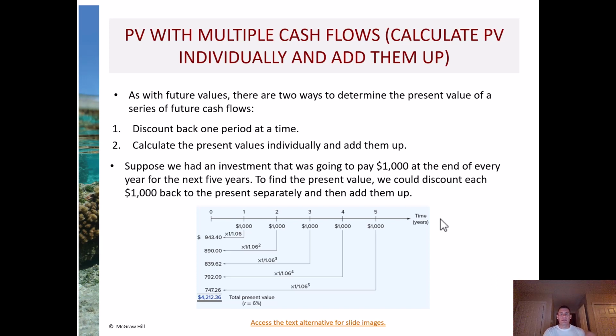So let's say we have an investment that's going to pay $1,000 at the end of every year for the next 5 years. To find the PV, we could discount each 1,000 back to the present separately, and then just add them up. That's kind of what they're doing here, right? At the end of year 1, 1,000 over 1.06, think about that like the 6% interest rate. And then 1.06 to the power of 2 for 2 years, to the power of 3 for 3 years, to the power of 4 for 4 years, so on and so forth. And then all they're doing there is adding up all these values, so the 943 plus the 890, so on, and we get that 4,212.